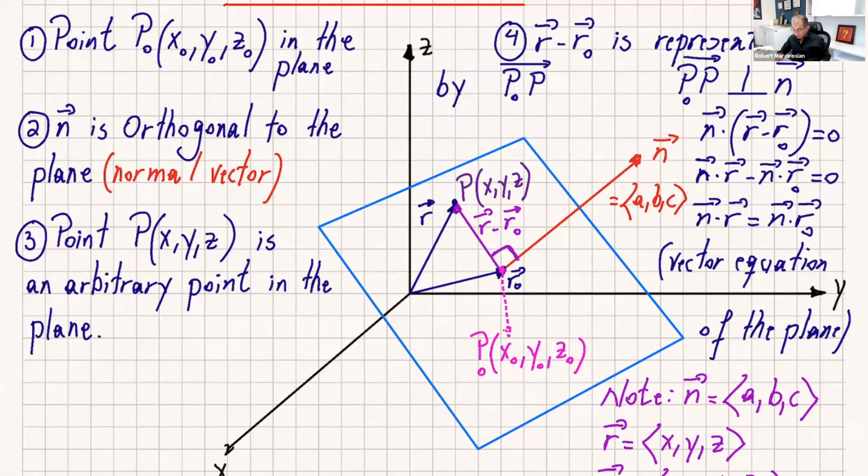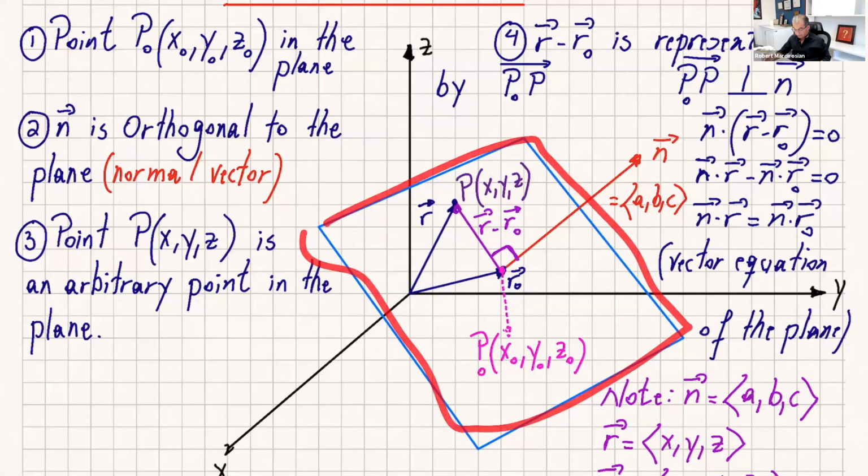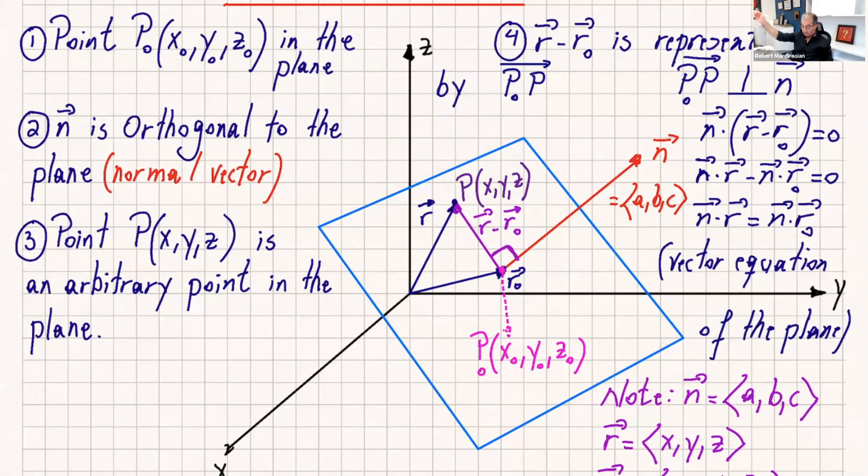Again, in R3, if we have a plane, and I try to draw that for you, there are some little details to notice, and then I'll show you how we can find the equation of a plane. First of all, we have this point, which is P0. The coordinates of that point are x0, y0, z0, and it is in the plane.